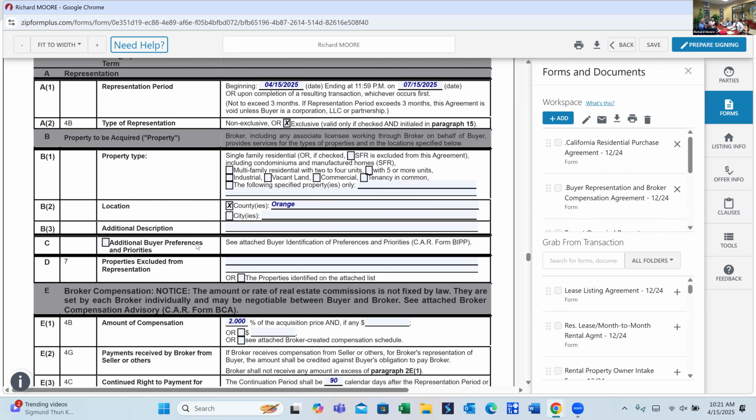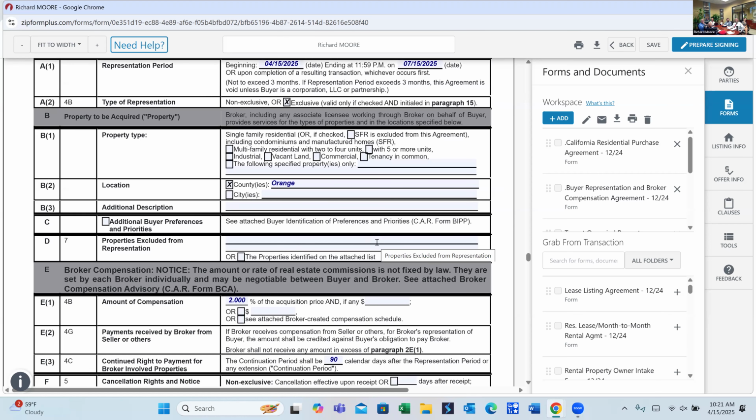And section C, additional buyer preferences. This is not obligatory. So if they want certain things they want you to search for, if I'm an agent representing a buyer, I'm just going to kind of skip over that. And then properties excluded from representation. Let's say, for example, somebody had a representation agreement signed with your buyer, and they made an offer on their property or selling their property. Maybe they don't want to be obligated to pay you in the form of agent. So you might exclude that property if there's this concern.